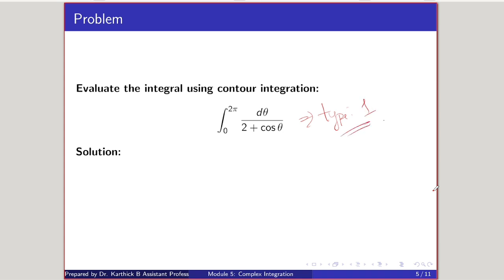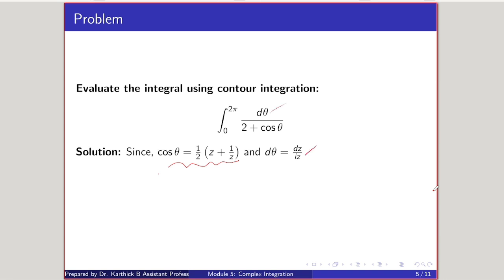Now next, what do we have to do? We have to convert all trigonometric terms and theta terms to z. Since cos theta can be written as 1 by 2 (z plus 1 by z), and d theta can be written as dz by iz. So let's start the problem. So how do we convert this?